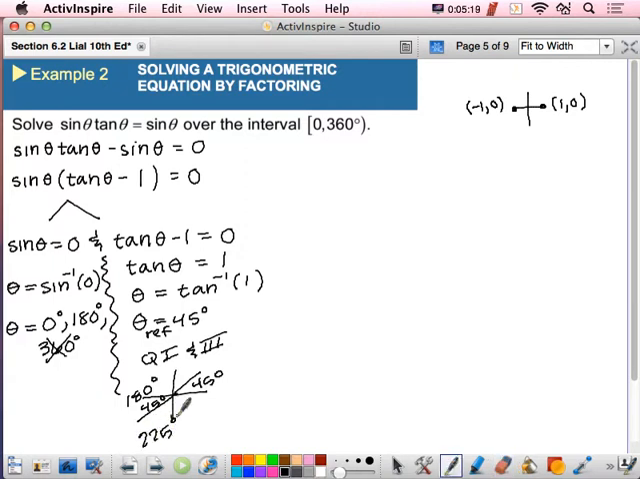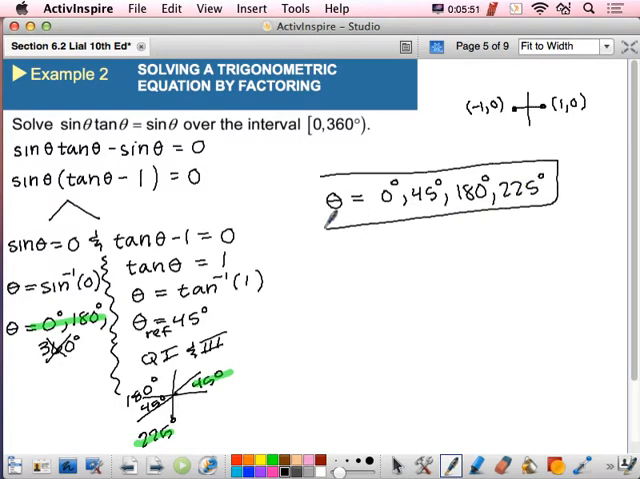All right. So over here, on the left side, we got two answers, 0 and 180. And on the right side, we got two answers. We ended up with 45 and 225. For a total of, looks like we have 4 answers. We know that theta can equal 0, 45, 180, and 225. So we have to put them in order. No, you don't have to put them in order. It's okay. There they are.